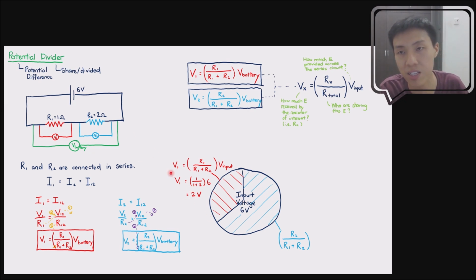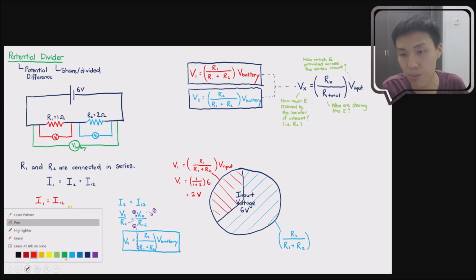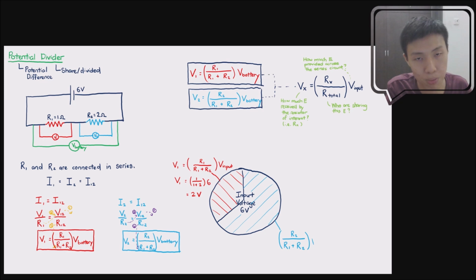2 volt will be given to R1, whereas the rest, which is the 4 volt over here, will be given to R2. You can find it the same way by multiplying by V input. Then you get the voltage across R2. You substitute in: 2 over 1 plus 2, multiplied by V input, which is 6. So you can see that this is actually 2/3. So 2/3 of this 6 volt cake is being given to R2. 2/3 of 6 volt is 4 volt. That means 4 volt is being given to R2.